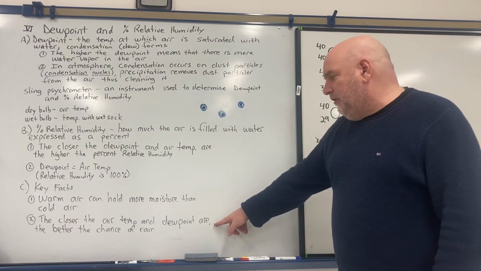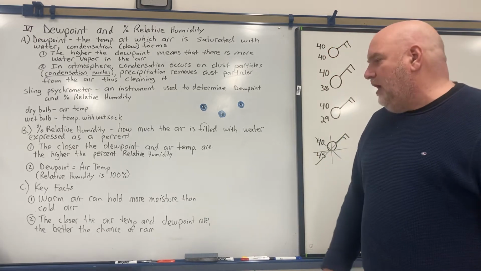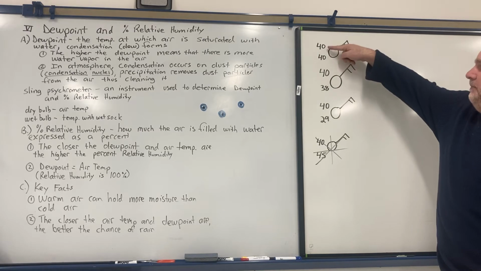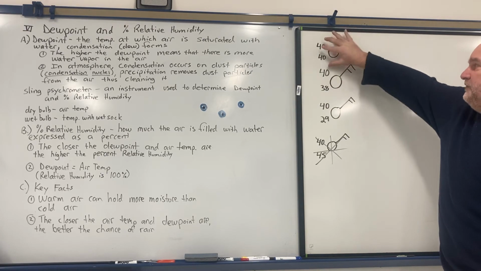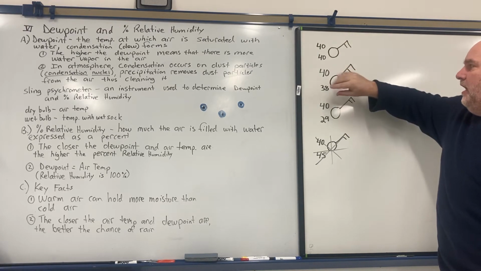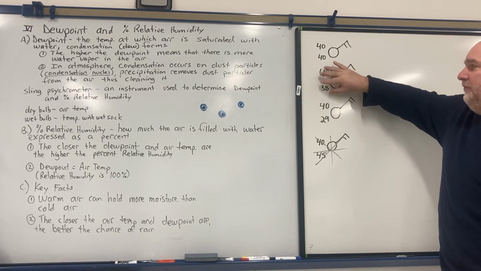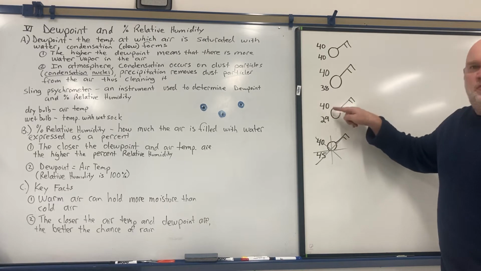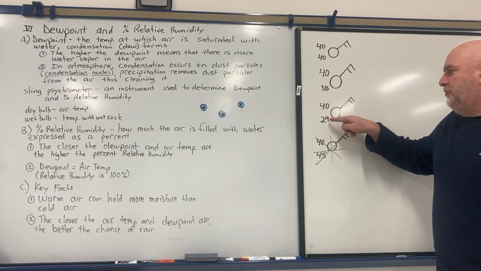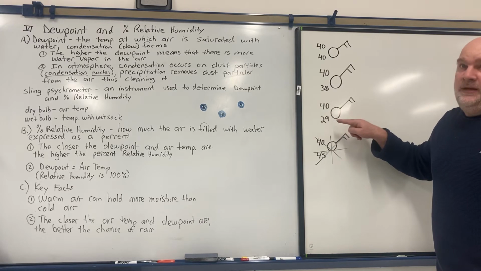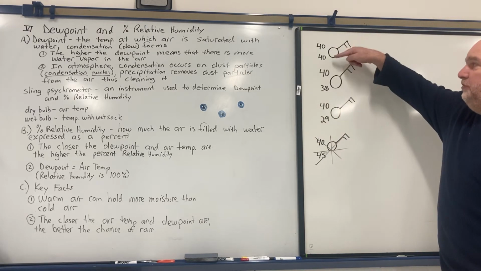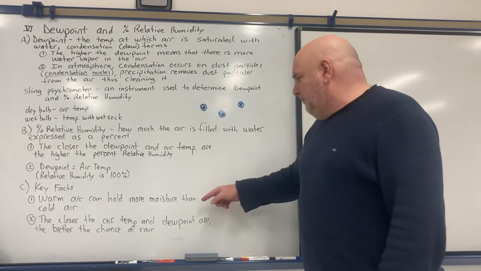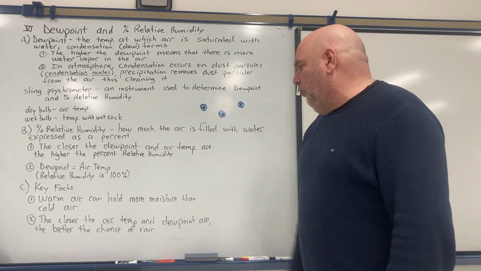Last thing I'll point out with the notes: the closer the air temperature and dew point are, the better the chance of rain. Like this one, because those two numbers are the same, has the best chance of rain. These two numbers are pretty close, so that's a pretty good chance of rain. And this one, since the air temperature and the dew point are farthest apart, has the least chance of rain. So the closer the air temperature and dew point are together, the better the chance of rain.